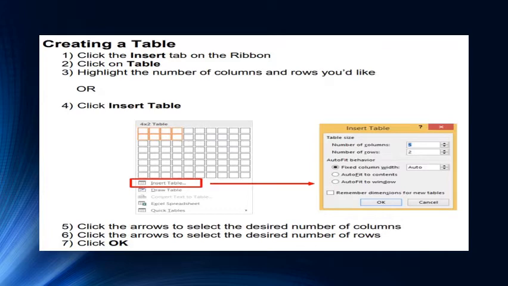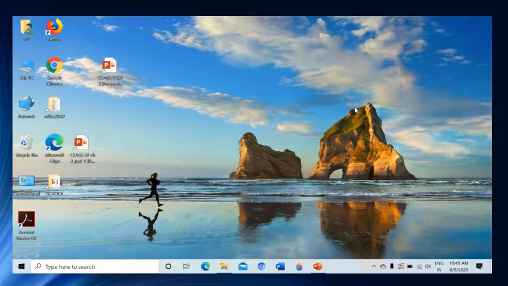We have already seen how to create a table in a Word document. The two methods of creating a table inside our Word document are given over here. First, click on the Insert tab on the ribbon, click on Table, and highlight the number of columns and rows you would like. Or click Insert Table, click the arrow to select the desired number of columns, click the arrow to select the desired number of rows, and click on OK. So these are the two methods of creating a table inside our Word document.